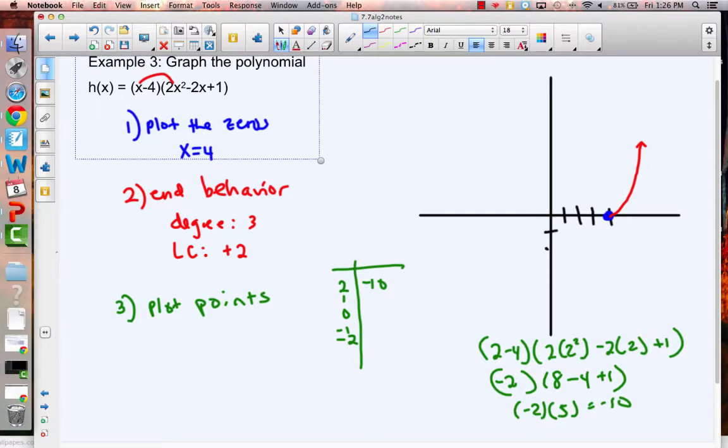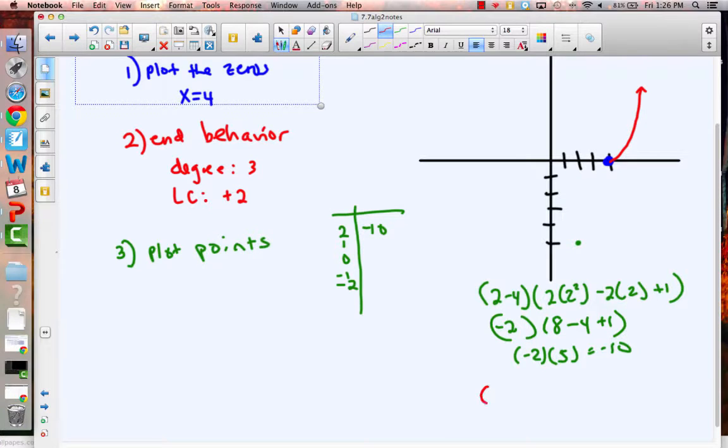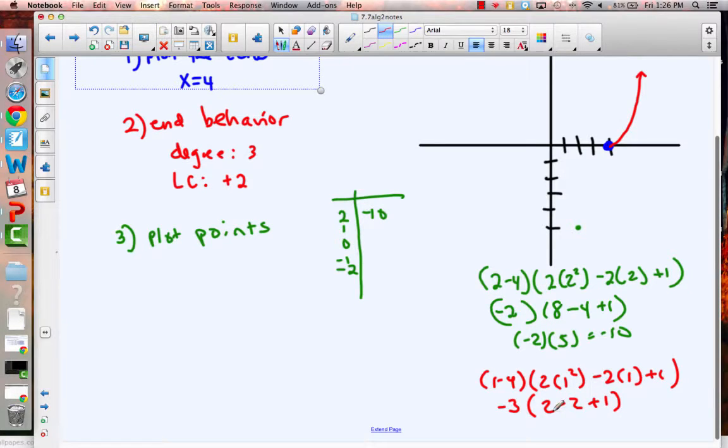So 2, 4, 6, 8, 10. And I plot that point. Okay, if I plug in positive 1 into the equation, and of course you might need more space, we get 1 minus 4, and then 2 times 1 squared minus 2 times 1 plus 1. So this gets me negative 3, and then 2 minus 2 plus 1. That gets a 0, so we end up getting negative 3. So when I plug in 1, I get negative 3.